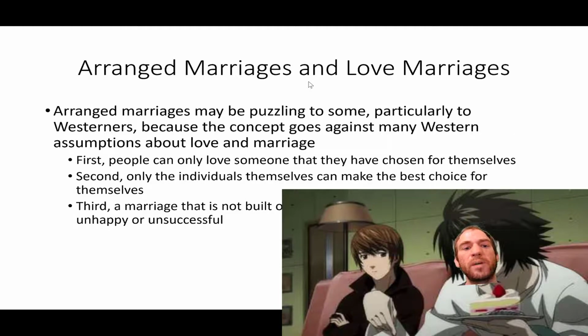Arranged marriages may be puzzling to some, particularly to Westerners, because the concept goes against many Western assumptions about love and marriage. First, people can only love someone that they have chosen for themselves. Second, only the individuals themselves can make the best choice for themselves. And third, a marriage that's not built on love will end in misery and will be unhappy or unsuccessful.